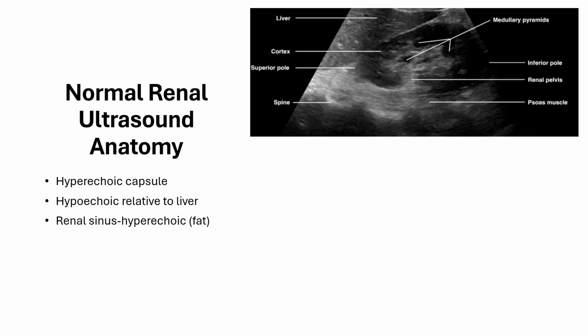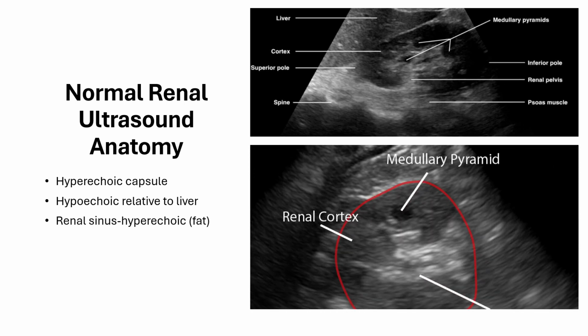Here on the top right, you see a normal ultrasound image of the kidney. On the lower bottom right, you see a zoomed image into the renal medulla, showing you a hyperechoic structure. Again, please take a moment to review this slide.